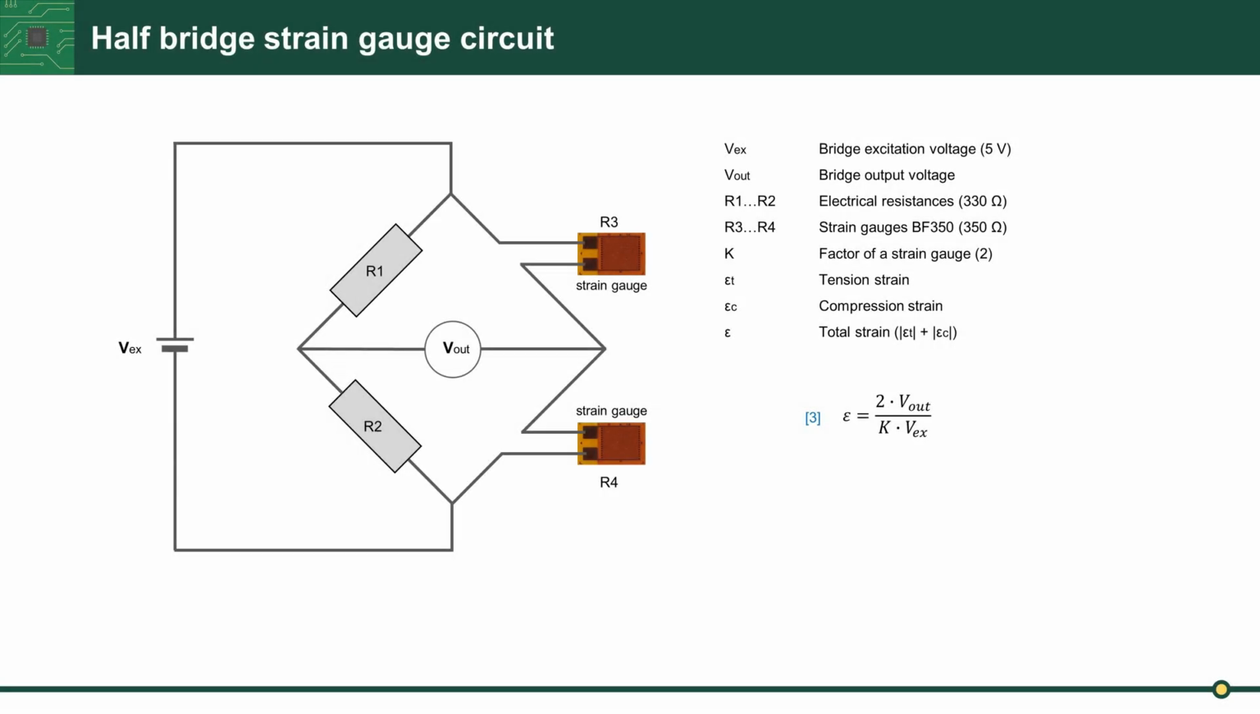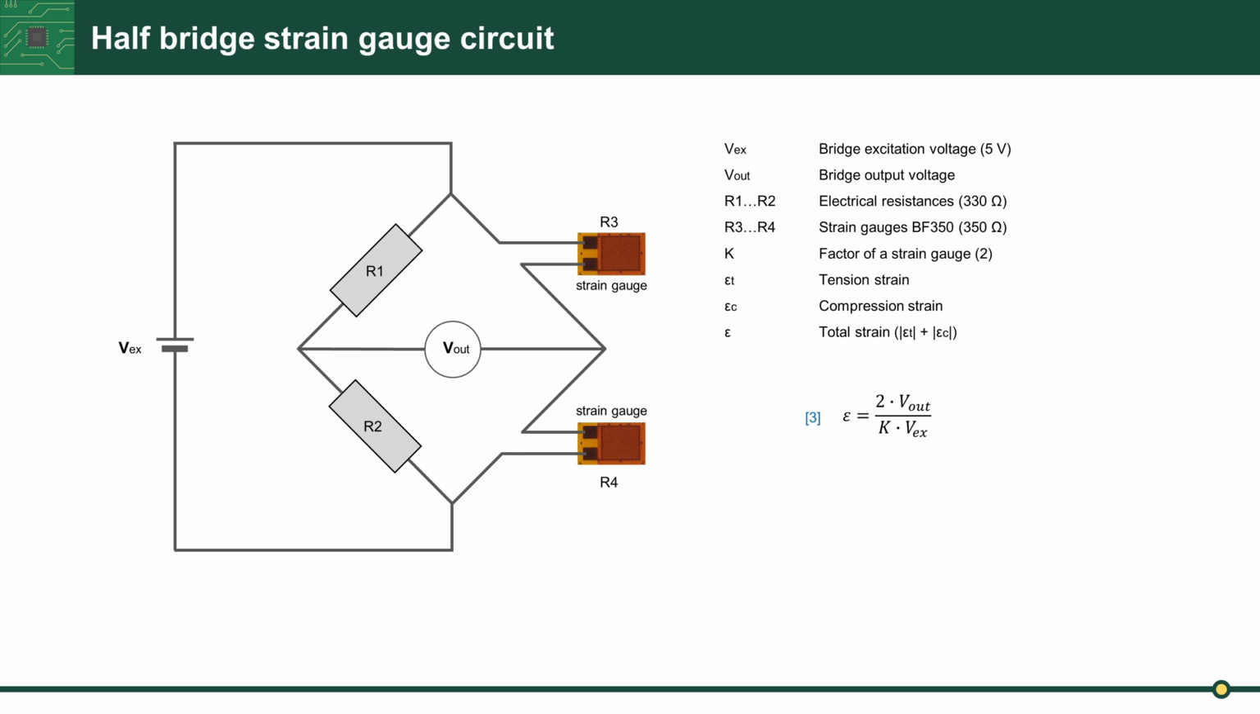For strain gauge measurement, I use a half bridge circuit. See in the picture left. R1, R2 are electrical resistors with 313 ohm, and R3 and R4 are strain gauges. With formula 3, we can calculate strain in this part.